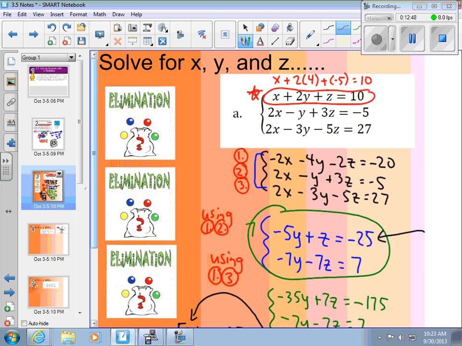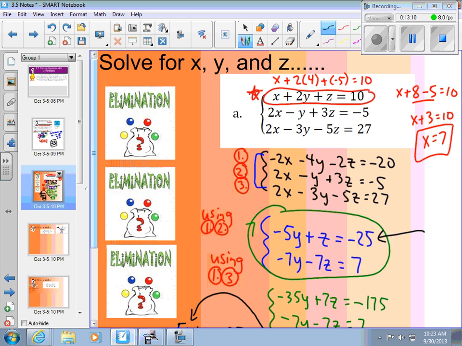Doing a little simplification now. 2 times 4 is 8. Let's combine these 2 like terms. 8 minus 5 is 3. Finally subtracting, x is 7. So now we found out the value of all 3. X is 7, y is 4, z is negative 5.